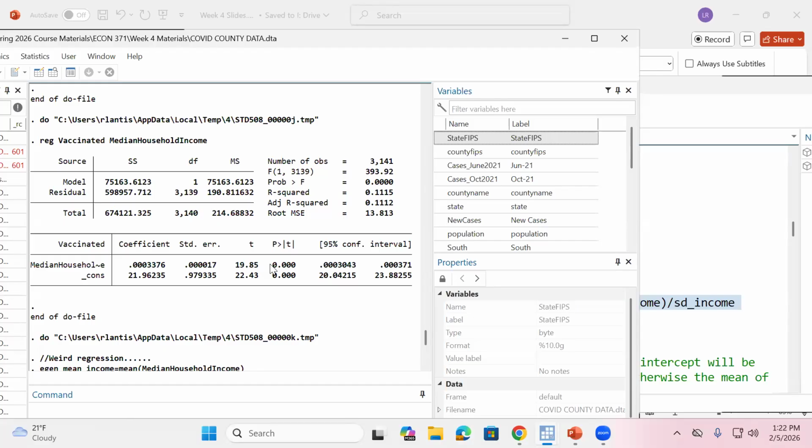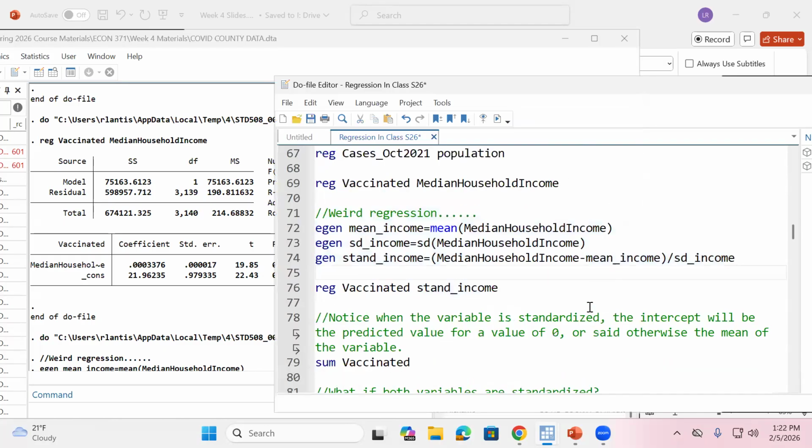Okay. Any questions on this idea before we keep moving? I want to show you one more interesting thing that might help on the problem set or the quiz if we standardize a variable.